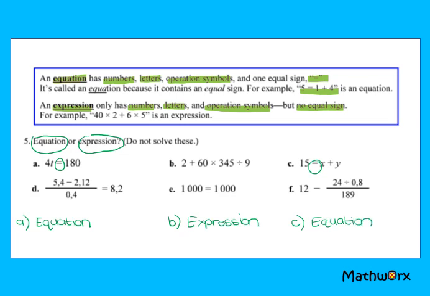Equation, there we go. And if we look at D, D has an equal sign, so D is also an equation. Equation. And E, guess what? E also has an equal sign, so E is also an equation. And if we look at F, does F have an equal sign? No, so F is an expression. Okay, so that was just a bit of a recap from what we've been doing with equations and expressions. And let's move on to the next slide.